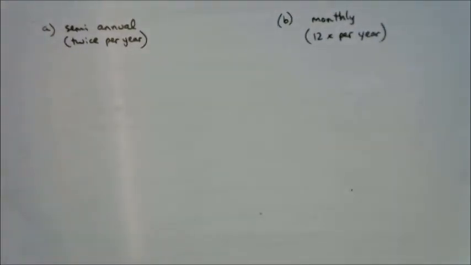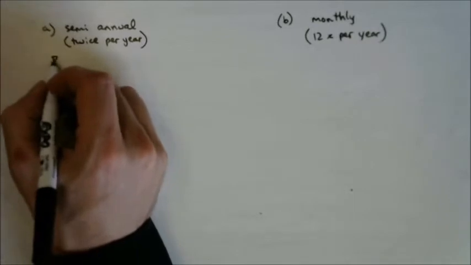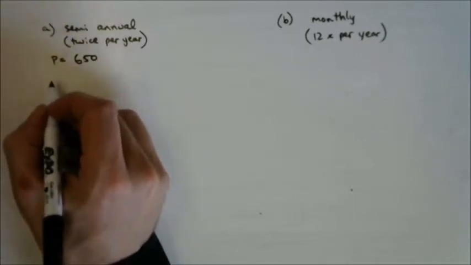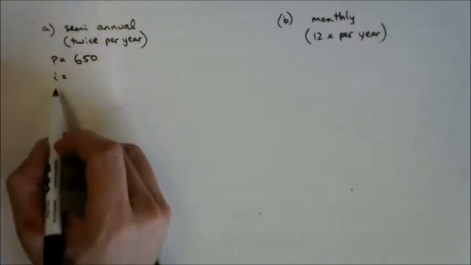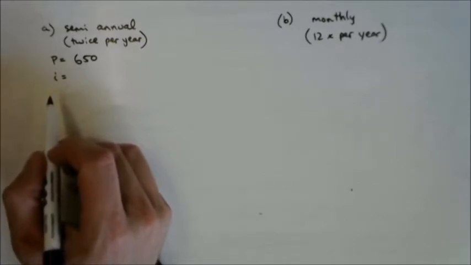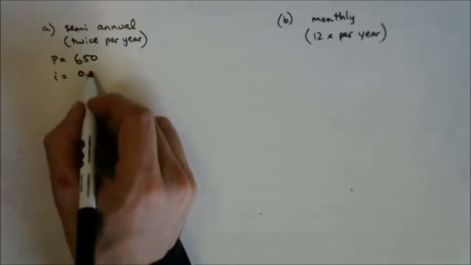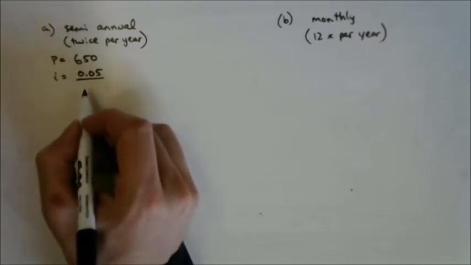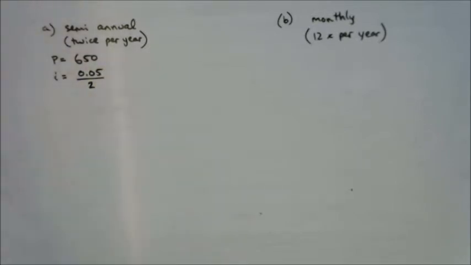Okay, first semi-annual. Well, what do we know? The number of compounding periods is doubled, but that means that the interest rate per compounding period is actually cut in half. Okay, pay really close attention. We know P is $650, but the interest rate, I, remember, is the interest rate per compounding period. In the question, we were given the interest rate per year. So we need to take that interest rate per year and divide it by the number of compounding periods in a year. I'm going to make a note of that.